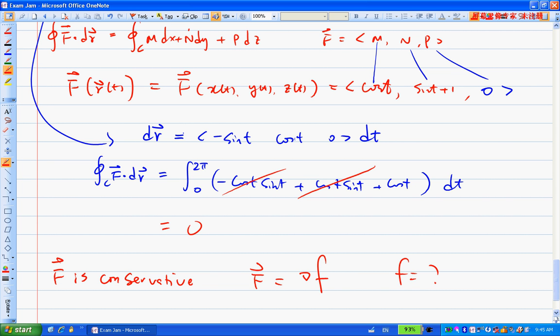For your last term, how did you get cos t? Is it just 0 times 0? No, this one. Cos t times this term. Yes, the last term is 0 times 0. But this one: cos t times this one here is cos t sine t cos t.